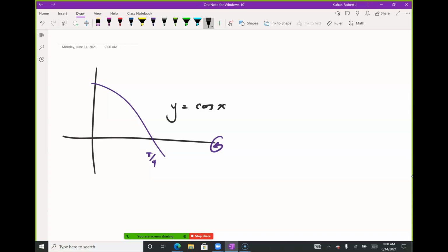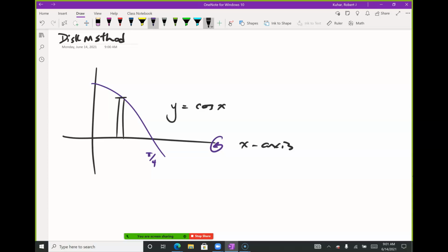So we're going to get this volume, right? We're going to do a disk method here. So my axis of revolution is the x-axis, right? And so I'm going to draw my rectangle perpendicular to that x-axis. And it's pretty clear what the height of the rectangle here is, just cosine, right?